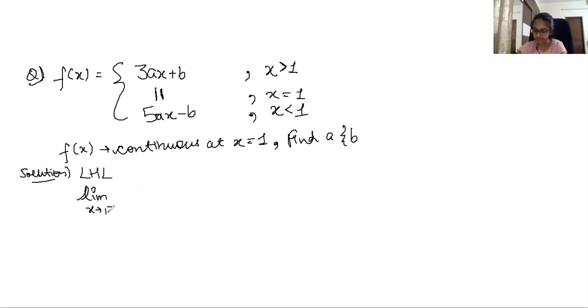Okay, wait. What is here? Here there is 1. You know why 1 is there? Because you have to find it at this point. Why is there a minus here? Because it's the left hand limit.